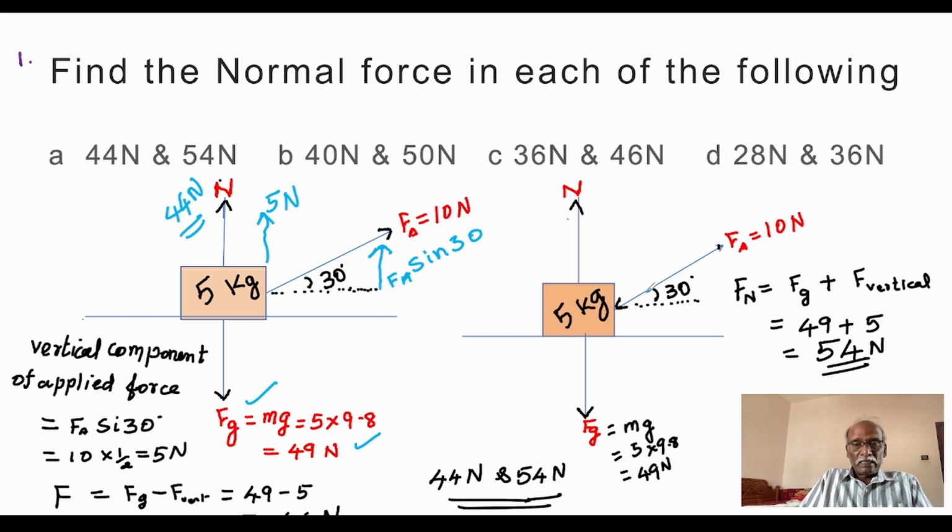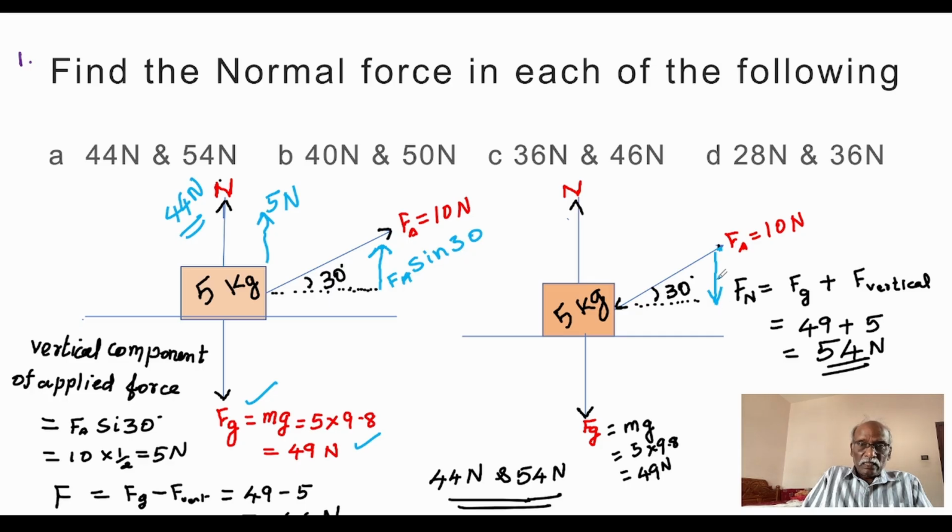Now come to the second case. In the second case, what happens here? Everything is the same, but the applied force is towards the block. It means in the previous case we were pulling, and in the second case we are pushing. Pushing means the block is pushed forward with a force of 10 Newton. Then, when we split the applied force into two, the vertical component is acting downward.